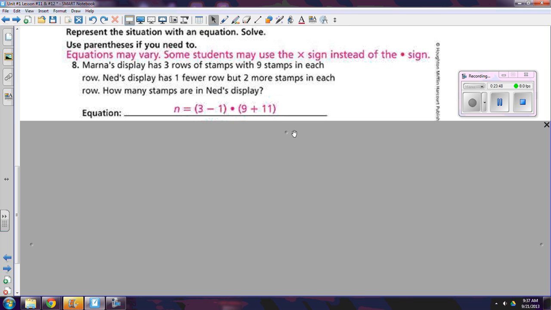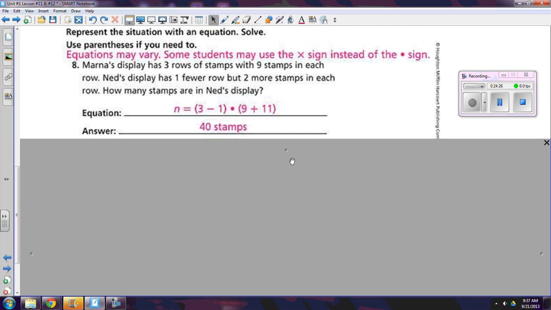Marna's display has 3 rows of stamps with 9 stamps in each row. Ned's display has 1 fewer row, so that's where you get the 3 minus 1 in parentheses. And Marna has 9, Ned would have 2 more, so then it's the 9 plus 2. So that's what your equation would look like. Then you would solve it. 3 minus 1 is 2. 9 plus 2 is 11, so you have 2 times 11, which would be 22 stamps.